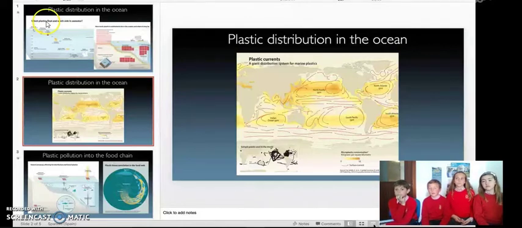So the smaller fishes are eaten by the bigger fishes, and the bigger fishes by bigger fishes, and eventually those bigger fishes are the ones that we catch when we go out fishing, or the fishermen catch when they go out fishing, and then they sell it to us in the market and we cook it at home and eat it.